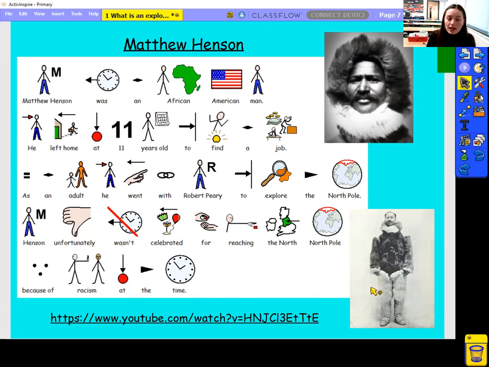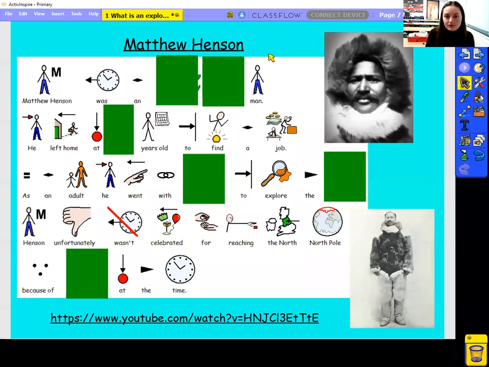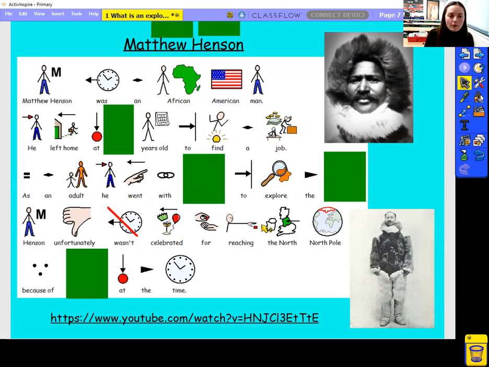Okay, once again, read it through. I'm going to cover up some of the information. Let's see if you can remember anything. Okay, so I've covered up some of the information. Let's see if we can remember those facts. Matthew Henson was an man. He was an African-American man. Well done if you got that one.